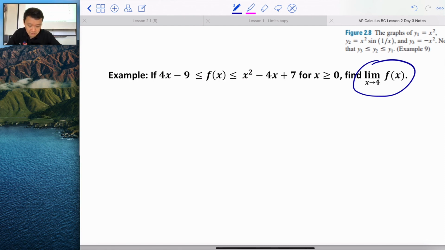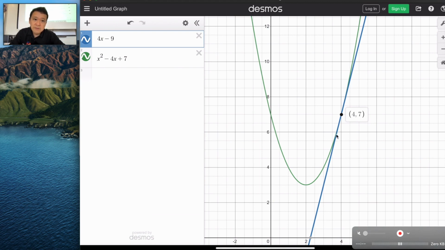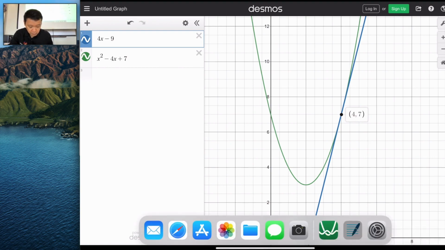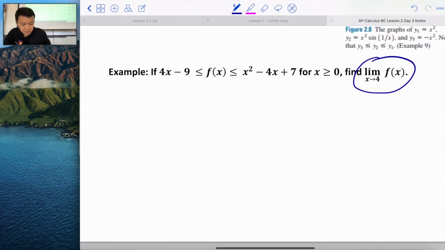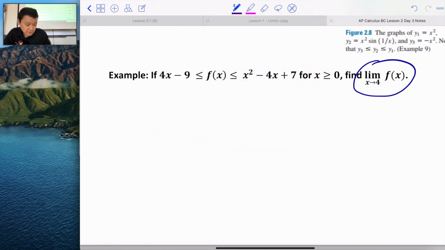And then somehow we're supposed to find the limit of that particular unknown function as x approaches 4. Graphically speaking, here are the two graphs, one that is greater than or equal to f of x, and one that's less than or equal to f of x. Notice that they converge as x approaches 4, and that probably has to do with the answer. But how do we formalize this? How do we justify that the limit of the function as x approaches 4 is indeed 7?